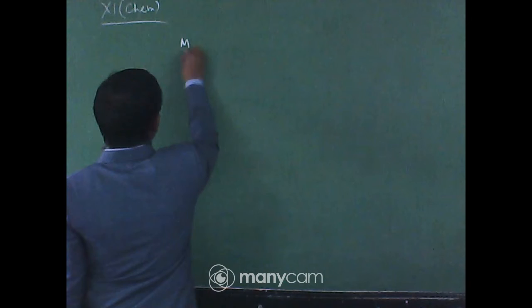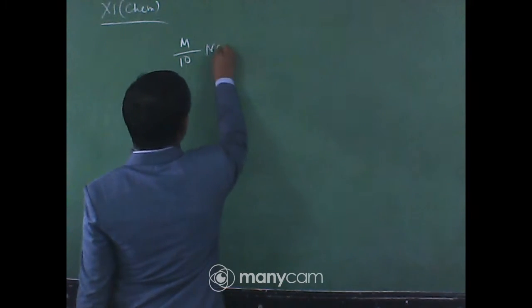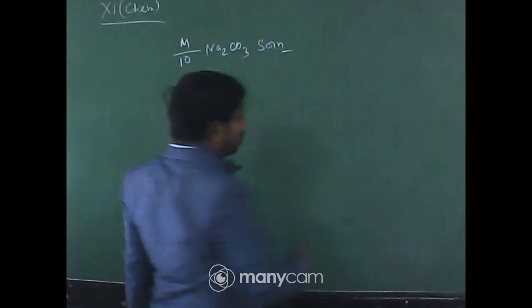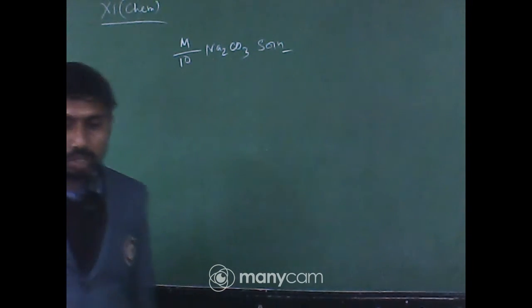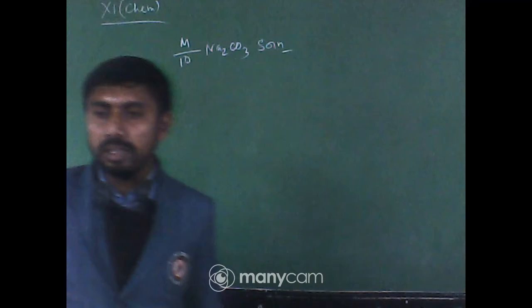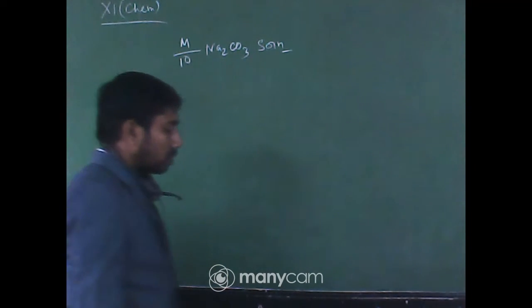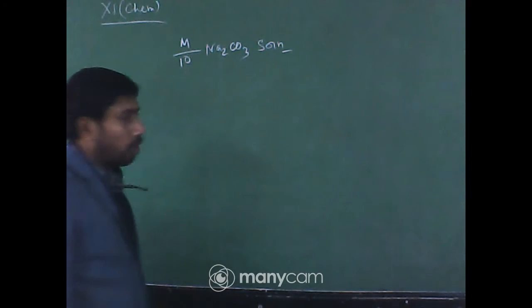Okay. So today one experiment: how to prepare M/10 sodium carbonate solution, M/10 Na2CO3 solution. Here the strength is 1/10 of its molar solution. Okay. So how to prepare this?